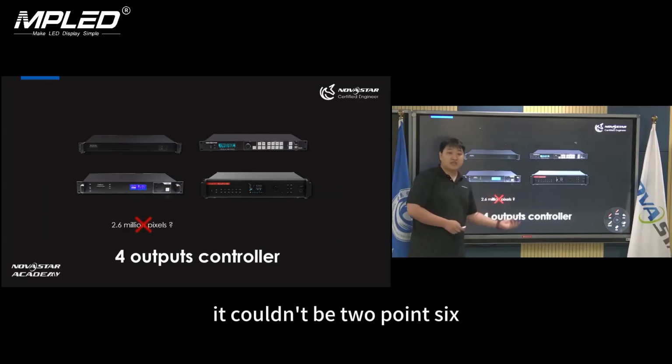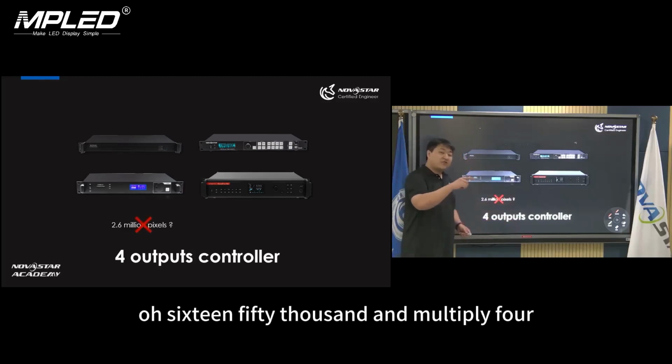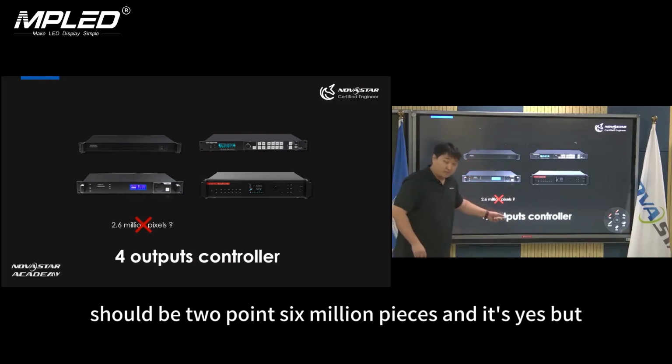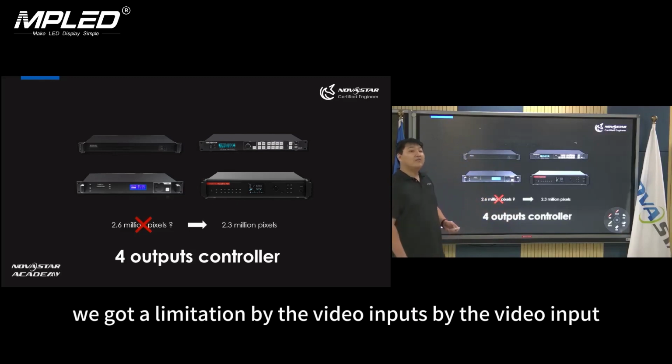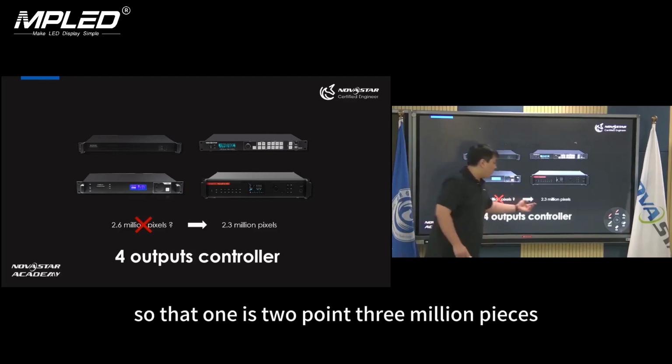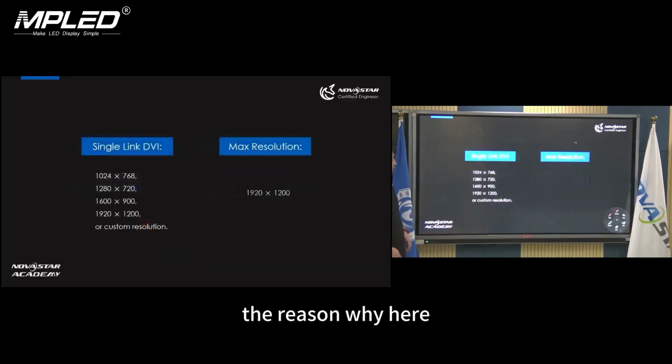It couldn't be 2.6. Someone will ask, oh, 650,000 multiplied by 4, it should be 2.6 million pixels. And yes, but you've got a limitation from the video input, so that one is 2.3 million pixels. And I will give you the reason why here.